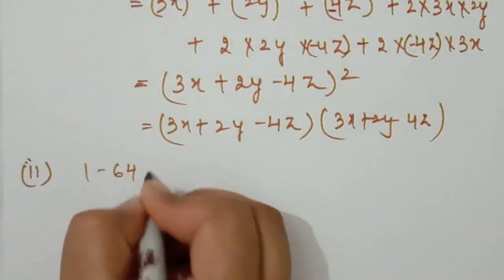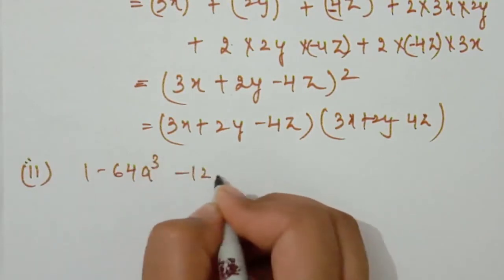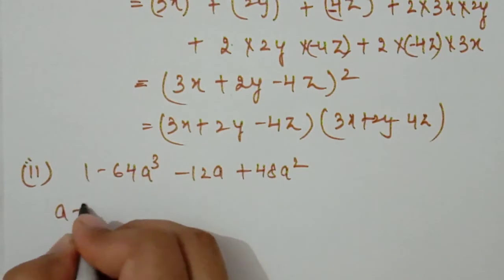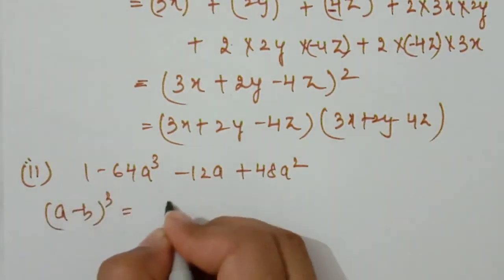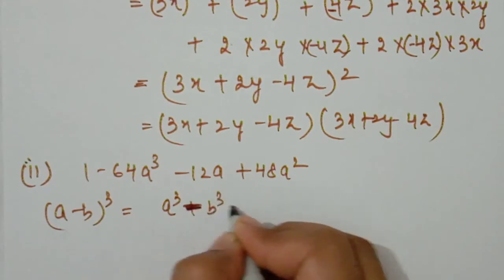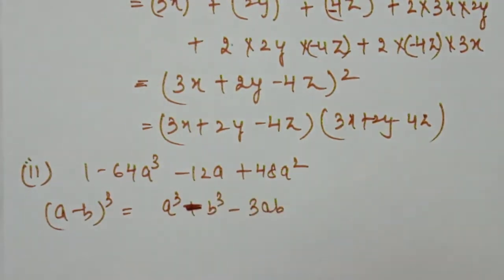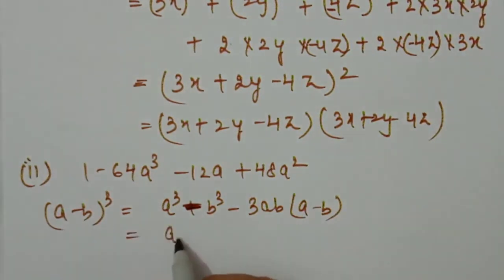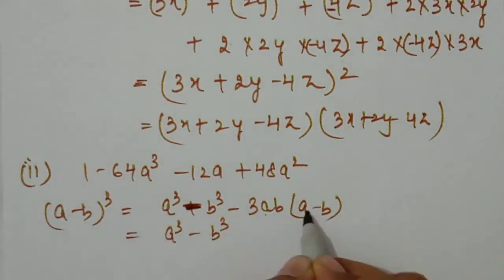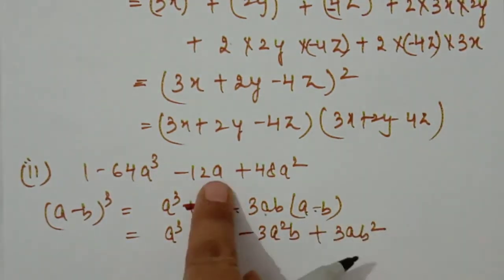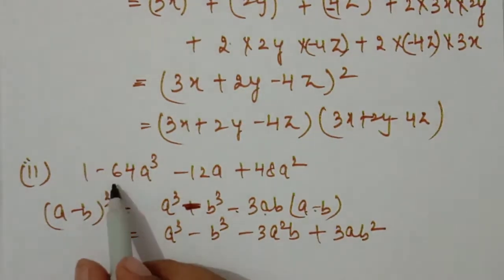Now the second part of this question number 8 is 1 minus 64a cube minus 12a plus 48a square, which is a minus b whole cube. Identity is a cube minus b cube minus 3ab and bracket a minus b. So definitely it is a cube minus b cube minus 3a square b plus 3ab square, which is equal to this. It is clearly visible, so we will solve it.